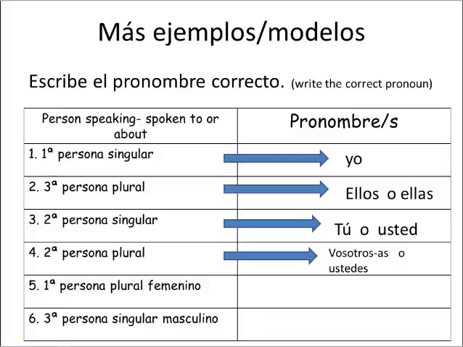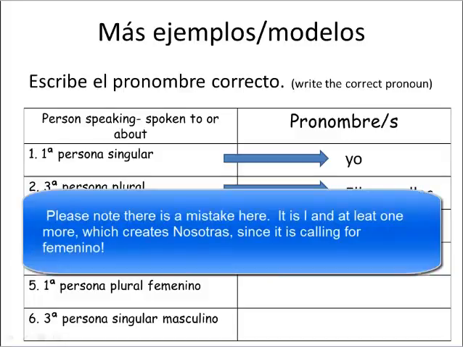And then número 5, what is the pronoun for primera persona plural femenino? Here I'm being much more specific. So primera persona plural, so here the pronoun is referring to I, and in English it would just be I. In Spanish, well, here we go. So here, since we are looking for primera persona plural and it's femenino, there would only be one option, and that would be nosotras, since it's femenino.